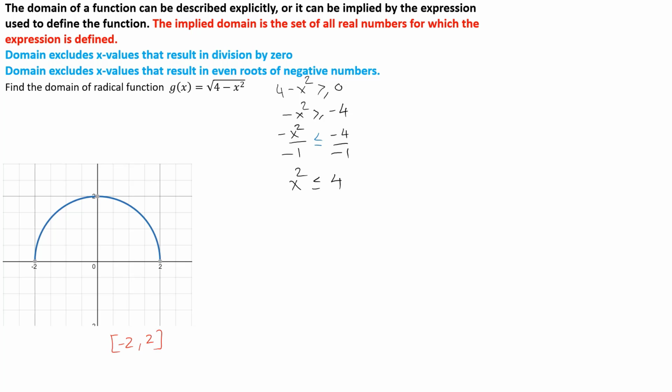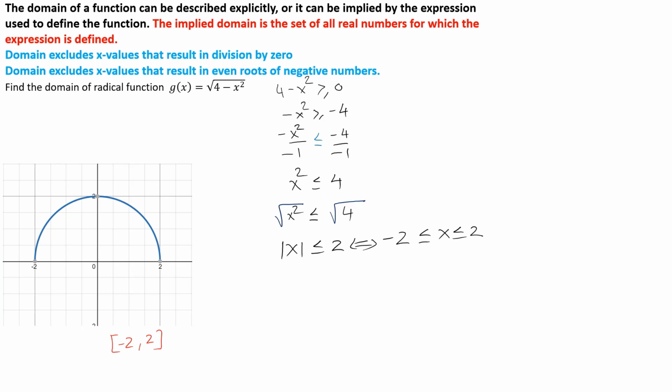In order to get rid of the x squared, we're going to take the square root on both sides. So we get the square root of x squared less than or equal to the square root of 4. From pre-calculus, this is the absolute value of x, and this value is 2. From your algebra, this definition can be interpreted as -2 less than or equal to x less than or equal to 2.